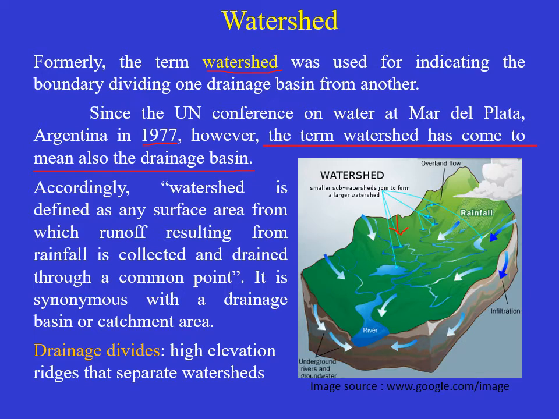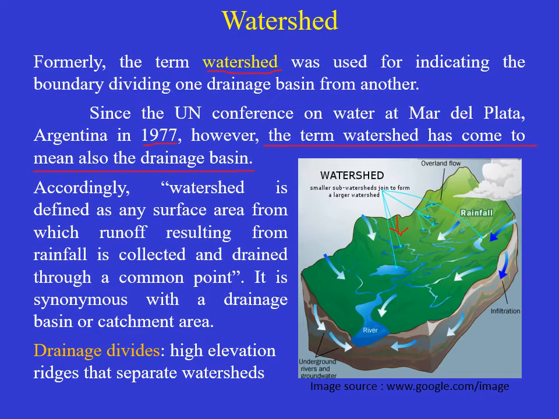That means the entire area from which the river receives water was previously known as the drainage basin. And the boundary of this drainage basin was known as watershed. Now the drainage basin becomes synonymous with watershed. So nowadays watershed and drainage basin mean the same.